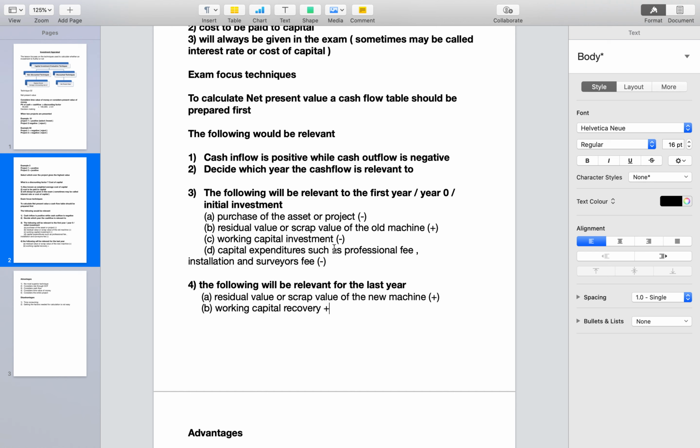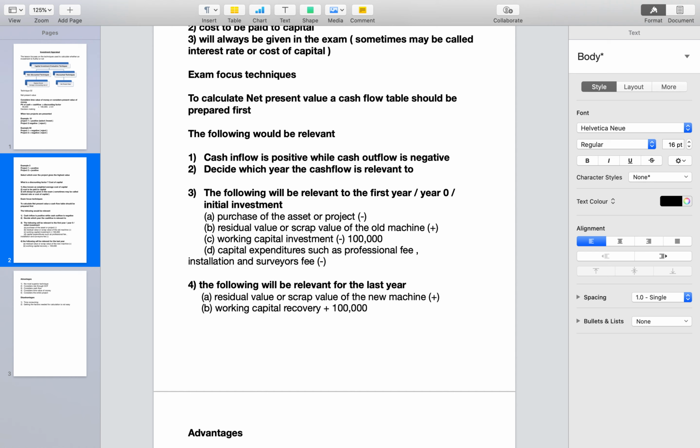Now let's take for an example, I'm doing a given question. In that question they are telling me working capital investment is 100,000. So what I do, I mark 100,000 in the very first year, year zero, as a negative figure. The same 100,000 that I am investing in year zero, this entire thing will be recovered in the final year as well.